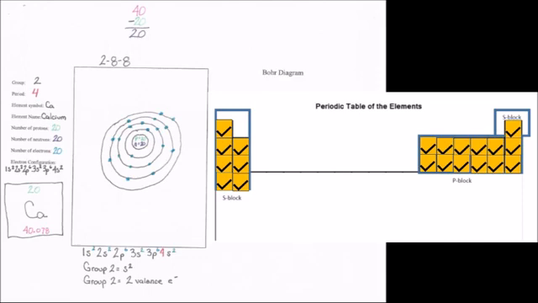If we take a look at our Bohr diagram, again, we're going to have 2 electrons in that first shell, 8 in the second, 8 in the third, and then because we're in group 2, we only have 2 valence electrons in our fourth shell.